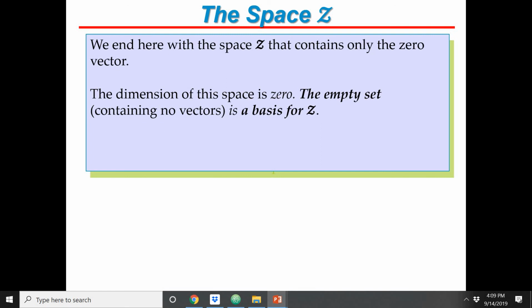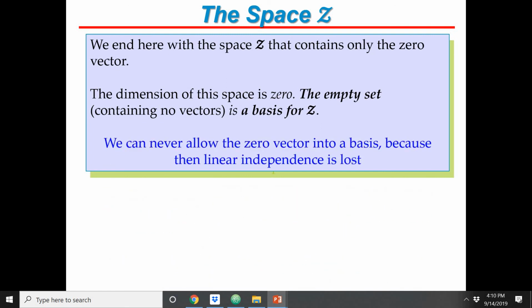It has only the 0 element, dimensionality is 0, and so it will be essential. We will see later on that some spaces only meet at the 0 vector. And so if you try to identify a common subspace of two spaces, you will see that that common subspace will come to be the Z space, only the 0 point.